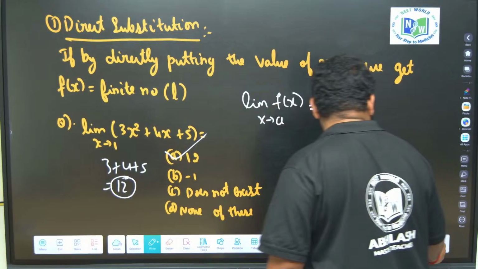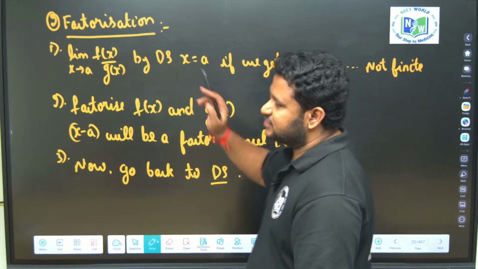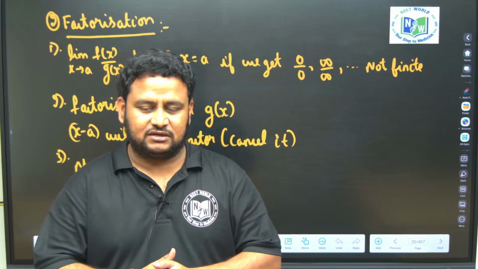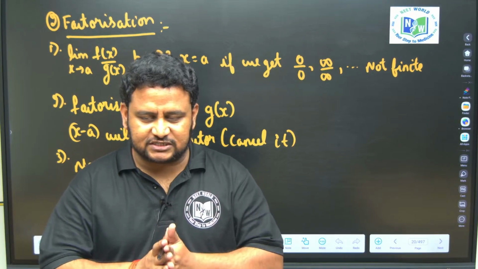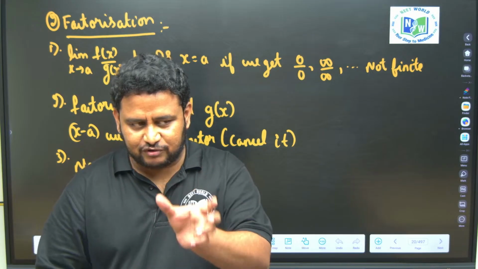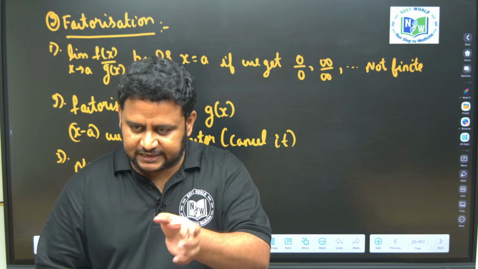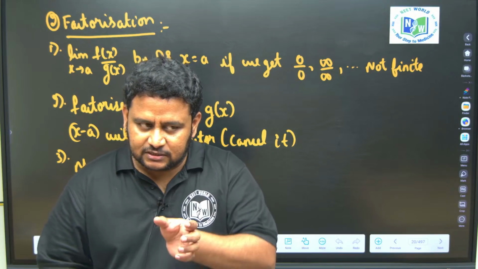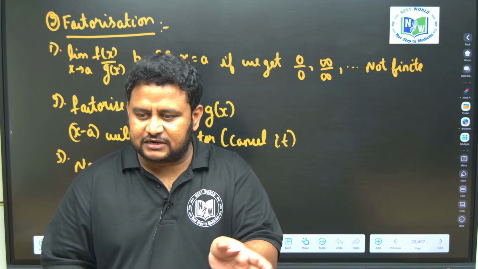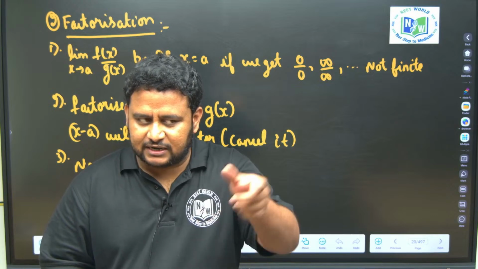Now let us move to the next type, that is factorization. We use factorization when it is a rational function. Rational function means the function is in the form of a fraction, that is, you will have a numerator and denominator. In such a function, you can take some common factor out of it such that you can cancel that factor.